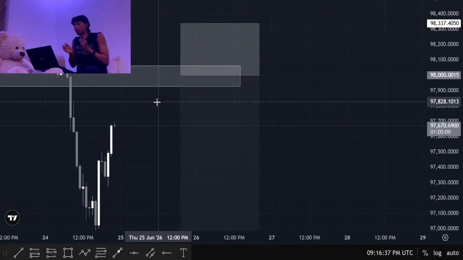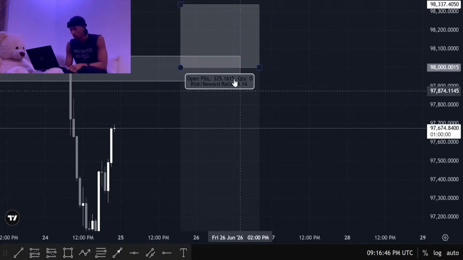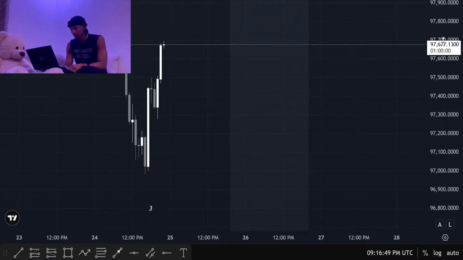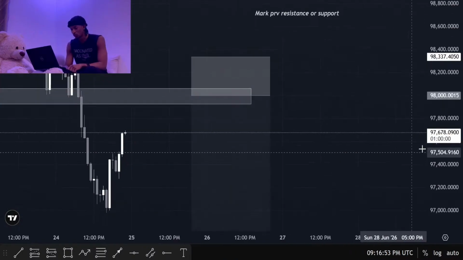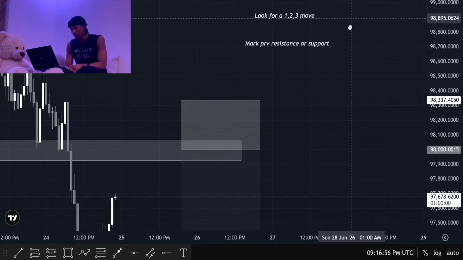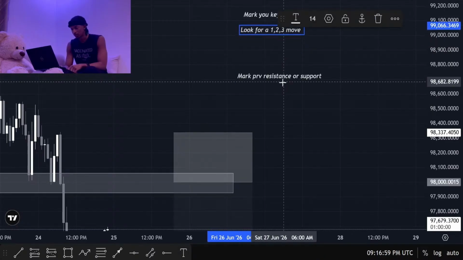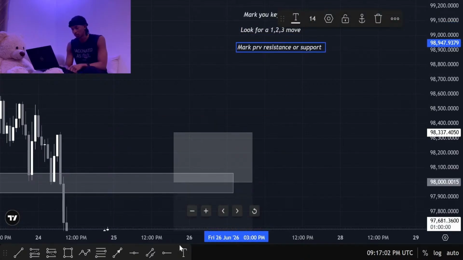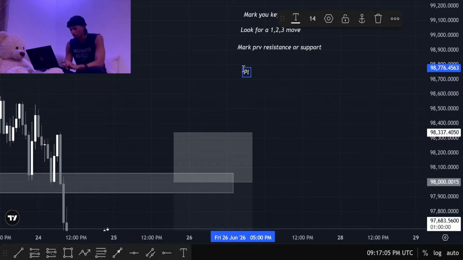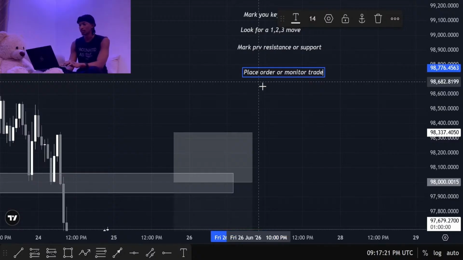So the technique is kind of a mixture of what a conservative trader would do and what an aggressive trader would do. I'll place my entry around here, and I'll just target a simple 4 to 1. So let me leave this as place order. The next thing I'll write is place order, or monitor trade. Yeah, monitor trade.